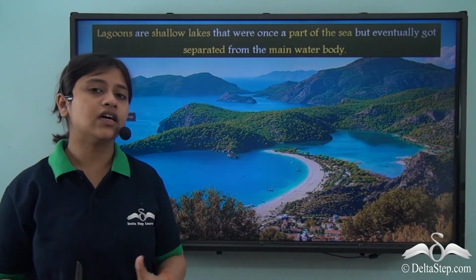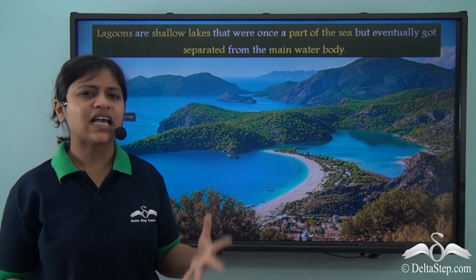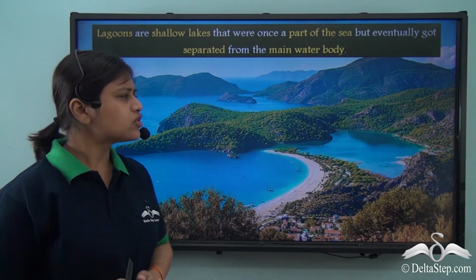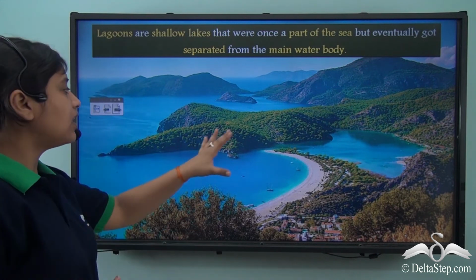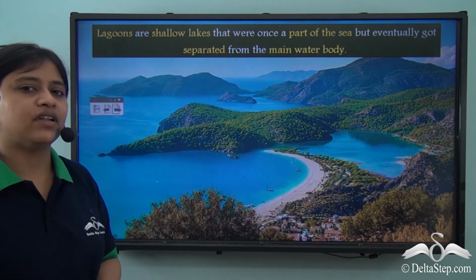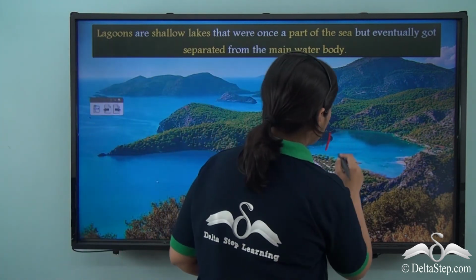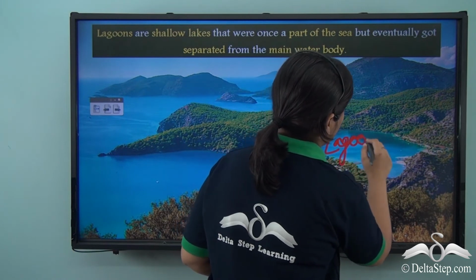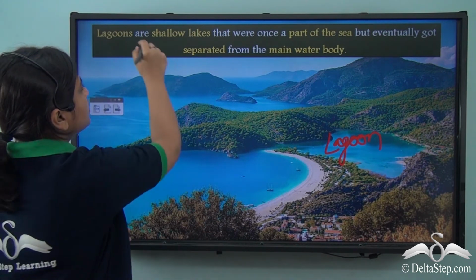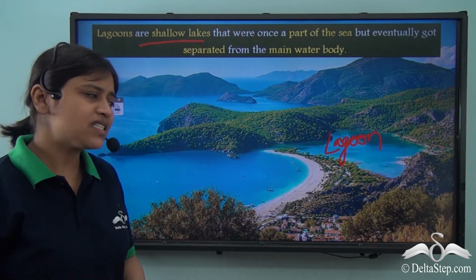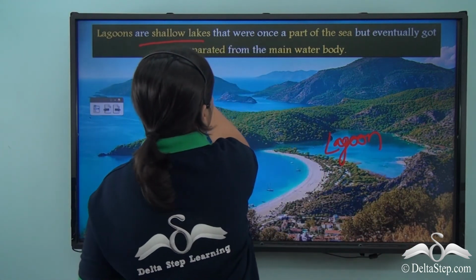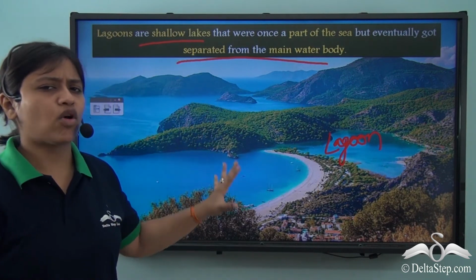So now that we have learnt about bays, gulfs and lakes, let's learn about another minor water body. So what do you see here? You see here a larger water body while this is a smaller one. Now what exactly had happened? Well, this is called a lagoon. Now why do we call it a lagoon? Well, a lagoon is a shallow lake that was once a part of the sea body, and eventually over the years it got separated from the main water body.